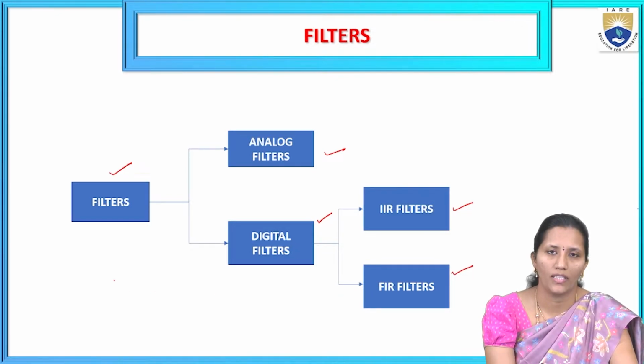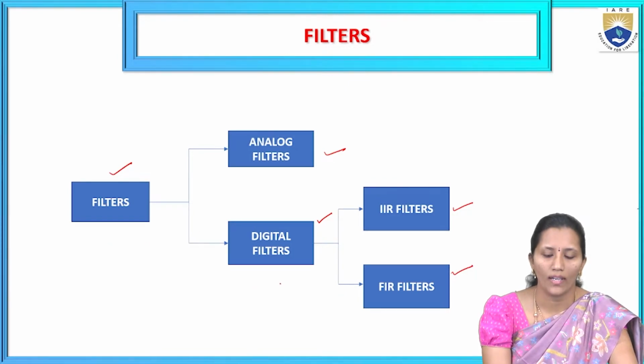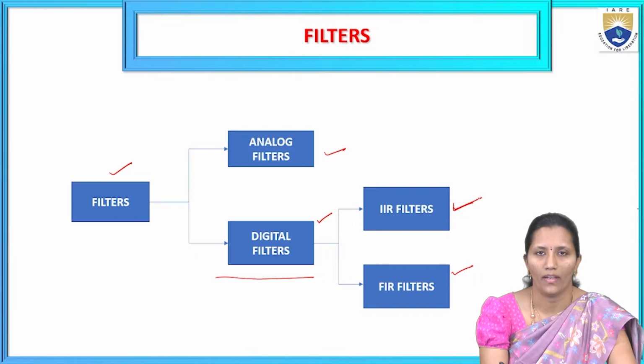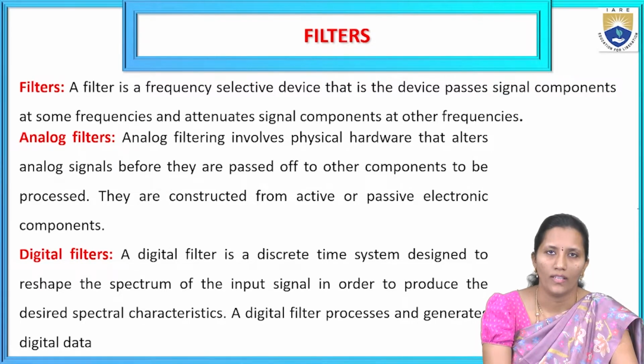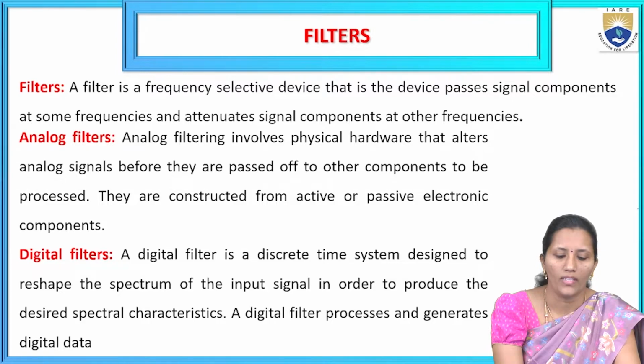We will discuss in detail what is a filter, what is an analog filter and digital filter, and the advantages of analog filter and digital filter. In that, we are going to study the design steps of IIR filter in this session. So what is a filter? A filter is a frequency selective device. That is, the device passes signal components at some frequencies and attenuates signal components at other frequencies. So it is a frequency selective design. It removes the noise of the signal.